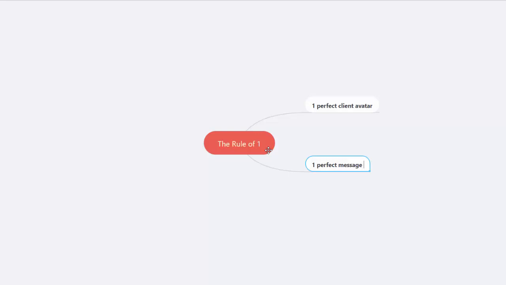You need to focus on one pain point and one goal, okay? If you can focus on their primary pain point that you're going to alleviate for them and helping them achieve their number one goal, then your one perfect message will resonate very strongly with your one perfect client avatar.